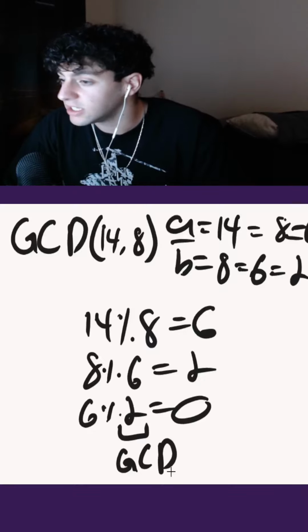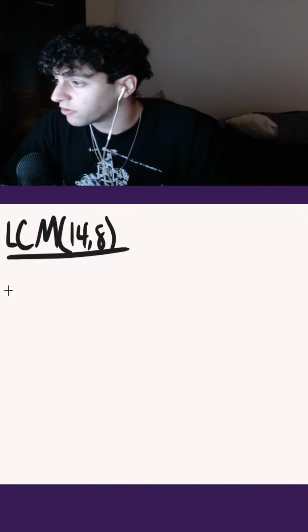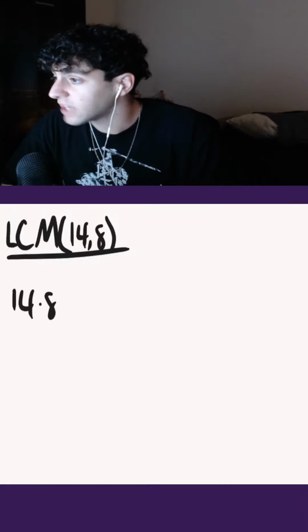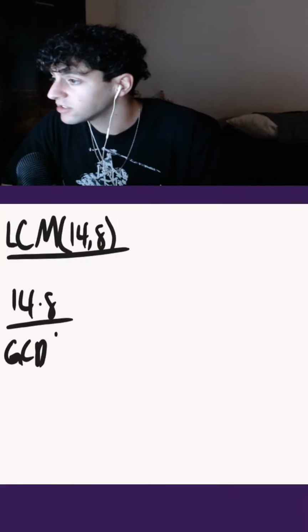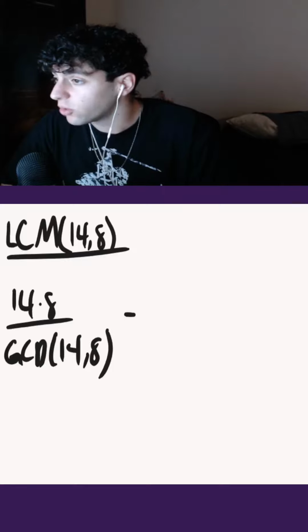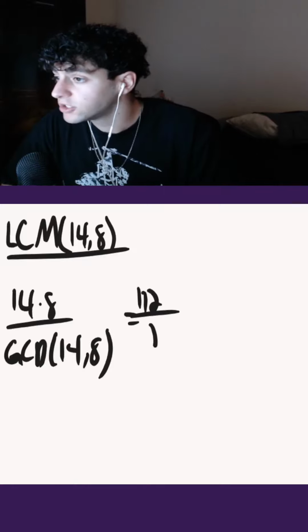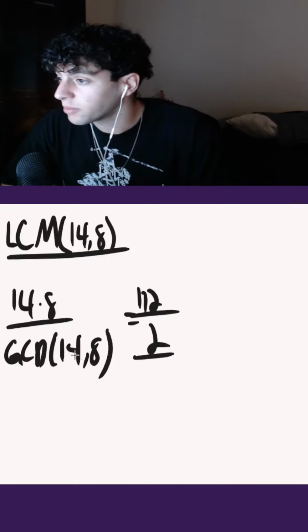meaning that 2 is going to be our GCD. So now, if we want to find the least common multiple of 14 and 8, we're going to do 14 times 8 over the greatest common divisor of 14 and 8, which is going to equal 112 over 2, right? Because we found 2 to be the greatest common divisor of 14 and 8, and this is going to equal 56.